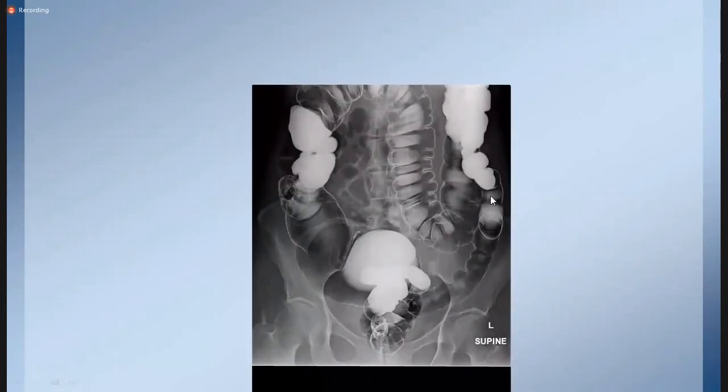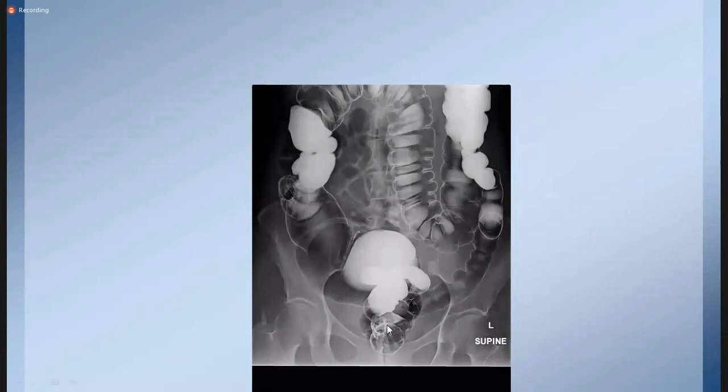Okay, this is another normal examination. This is called barium enema double contrast study. The contrast is given through the anal canal, and this is demonstrating the air as well as contrast within the lumen. So this is also called double contrast study.